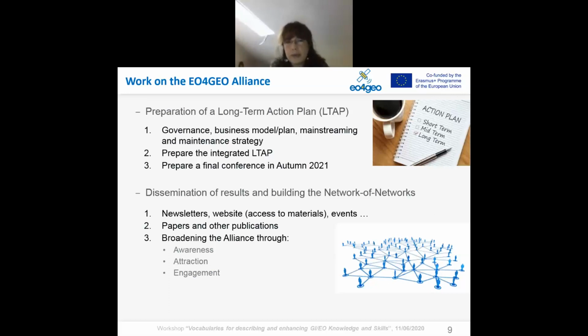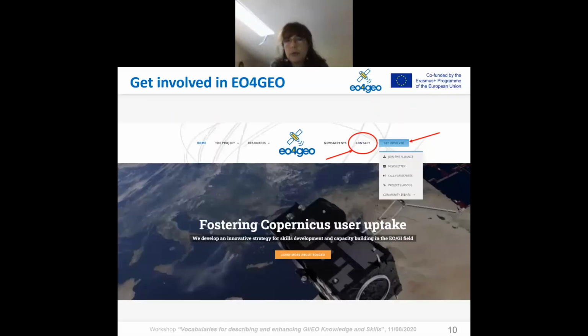Also, we are going to disseminate the results through papers and other publications, but basically to build this network of networks, we are also broadening the alliance through different activities which involve awareness raising, attraction of stakeholders, and of course, engagement. That's why I invite you to connect to the EO4GEO webpage.